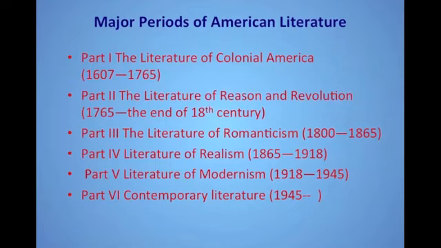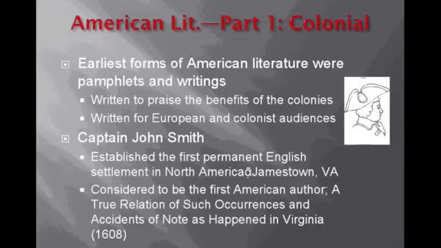The early writings of American literature have allowed us to gain a better understanding of history. These earliest forms of literature were pamphlets and writings. They were written to praise the benefits of the colonies. They were also written for European and colonist audiences.